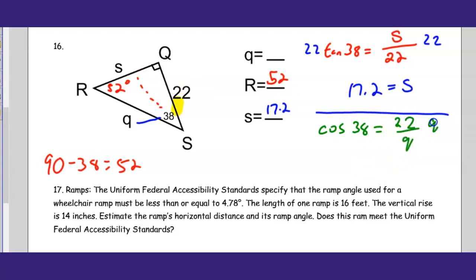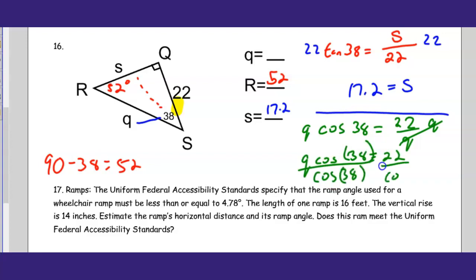So I need to multiply by Q on both sides, and then I'm just going to divide by cosine of 38. So that's what you punch in your calculator, 22 divided by cosine of 38. And when you do that, you're going to get 27.9. So there we go, we completed that triangle.